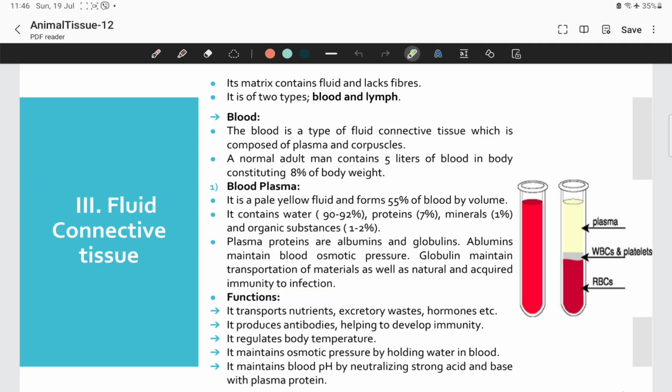The function of blood plasma is to carry or transport nutrients, waste materials, and hormones from one part of the body to another. It also produces antibodies with the help of globulin protein, helping to develop the immune system in our body. It regulates body temperature with the help of the water present in it. It maintains osmotic pressure with the help of the protein known as albumin, by holding water in blood. And it maintains blood pH by neutralizing strong acid and base with plasma protein.